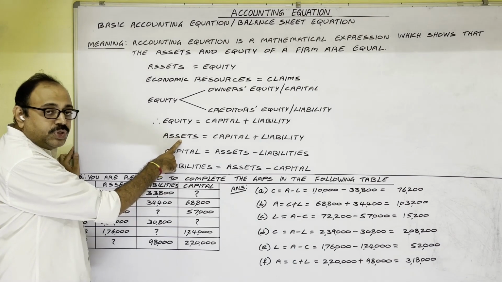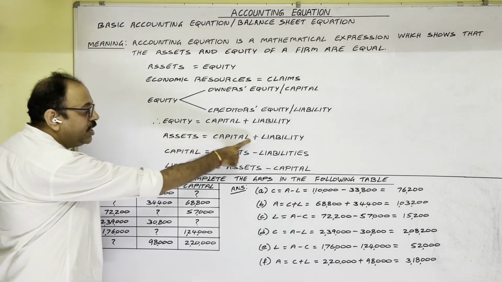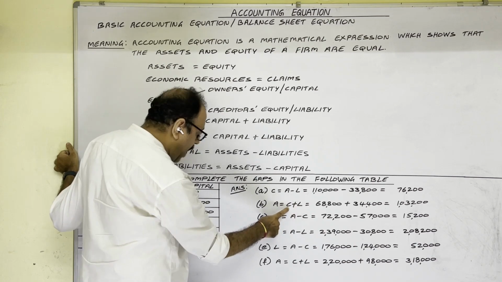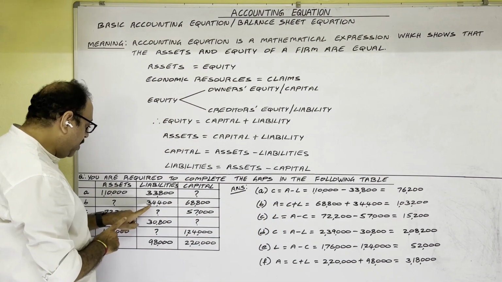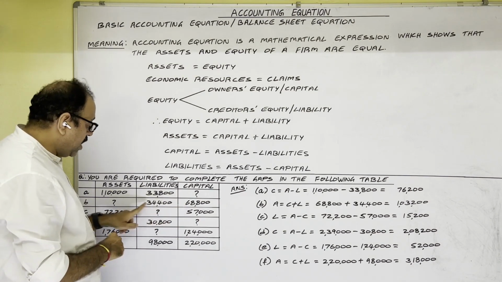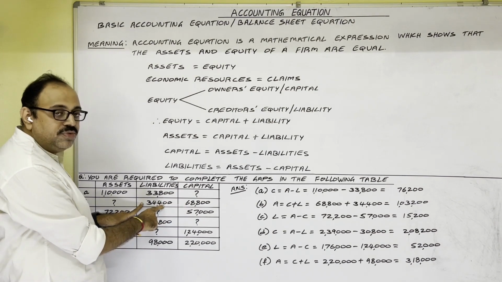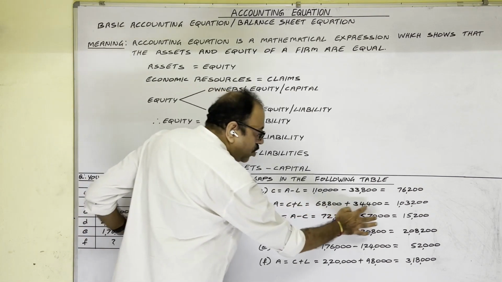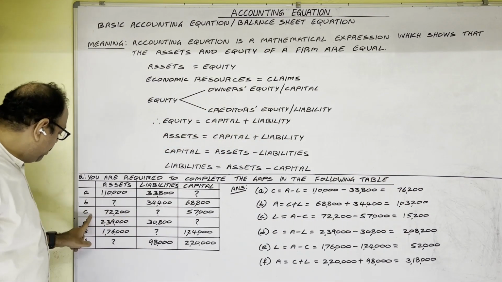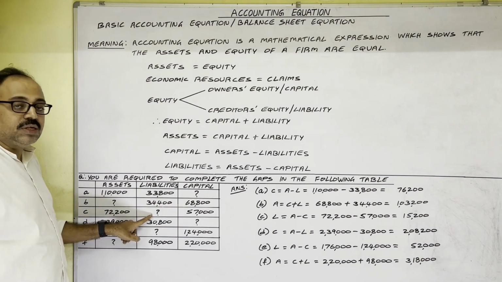Next, B bit, asset is missing. This formula we should use: asset is equal to capital plus liability. Capital in B bit is 68,800 plus liability 34,400. So the total is 1,03,200.